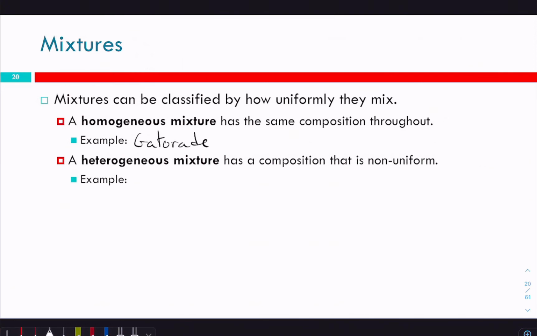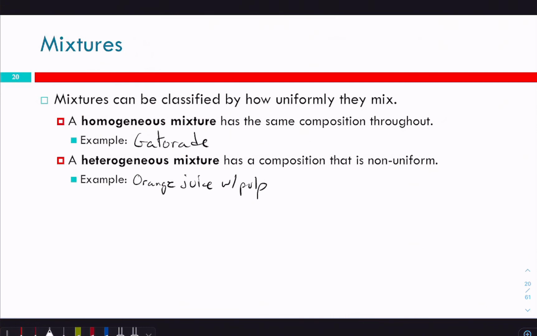An example of a heterogeneous mixture then would be orange juice with pulp. If you've got high pulp orange juice, which I do not like, that is going to be heterogeneous because there's pulp in some parts of it, and every sip you're not going to get the same amount unless you're really shaking it beforehand.